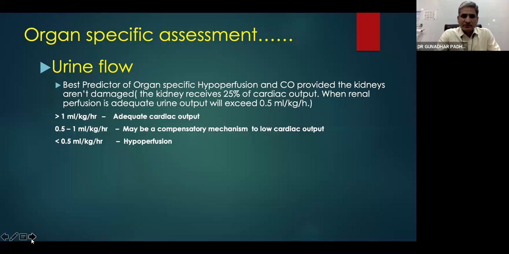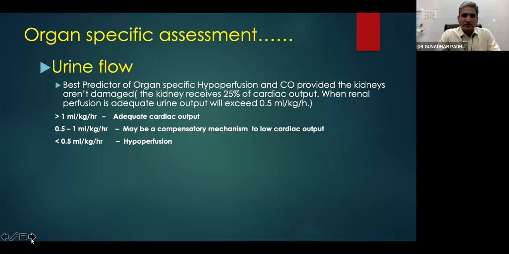Organ-specific assessment, something called urine flow. Basic and the best predictor of organ-specific hypoperfusion is a very good urine output. So normally we aim at a urine output of minimum 0.5 ml per kg per hour. If it is less than that, probably this patient is going into shock, because we know that out of all the cardiac output, 25% of the cardiac output goes to the kidney. So almost the status of the kidney reflects 1/4 of the cardiac output, and the perfusion of the whole body. That is why it is very important to maintain the hourly urine output at least, more than 0.5 ml per kg per hour.